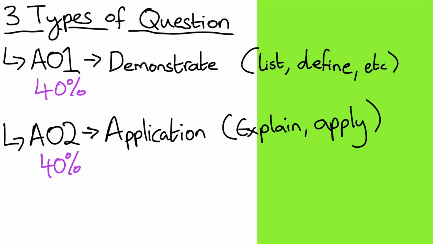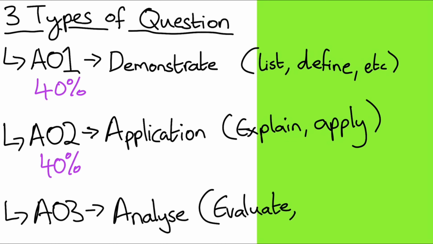The next type is AO2. These are application questions. Things like explain and even apply. A bit more content is needed. You have to be able to explain your answer and give a reason why. These normally make up another 40% of the exam.